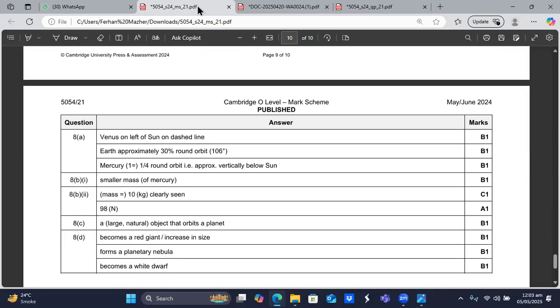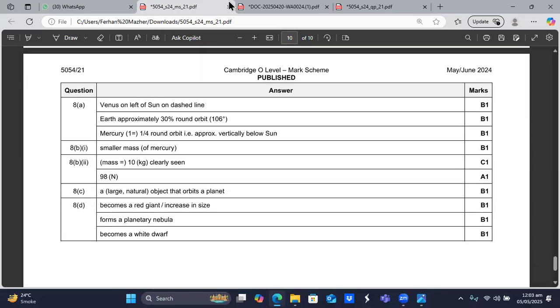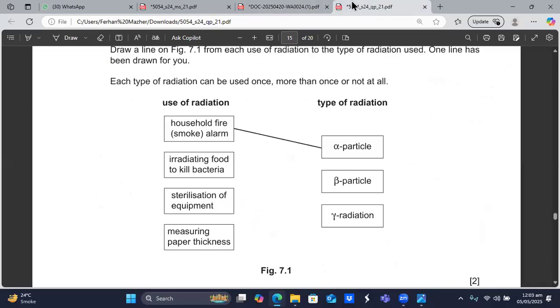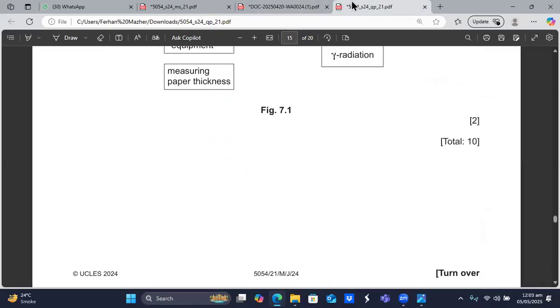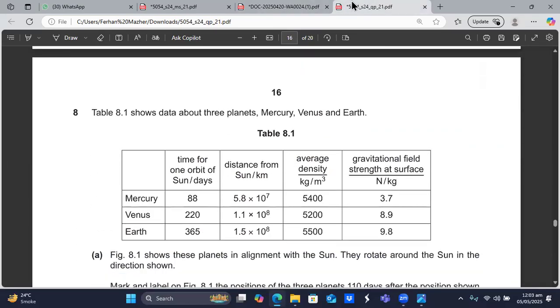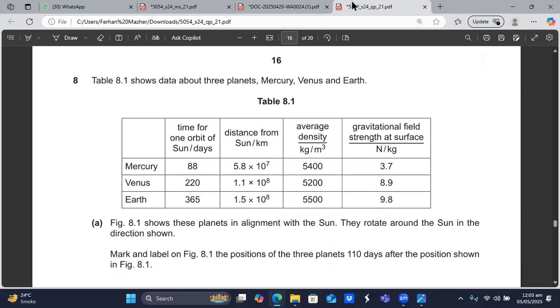I hope you understand this. Here we have the next question coming up on your screen, question number 8. Table 8.1 shows data about three planets, Mercury, Venus, and Earth. The time of one orbit of the Sun is 88 days for Mercury, 220 days for Venus, and 365 days for the Earth.